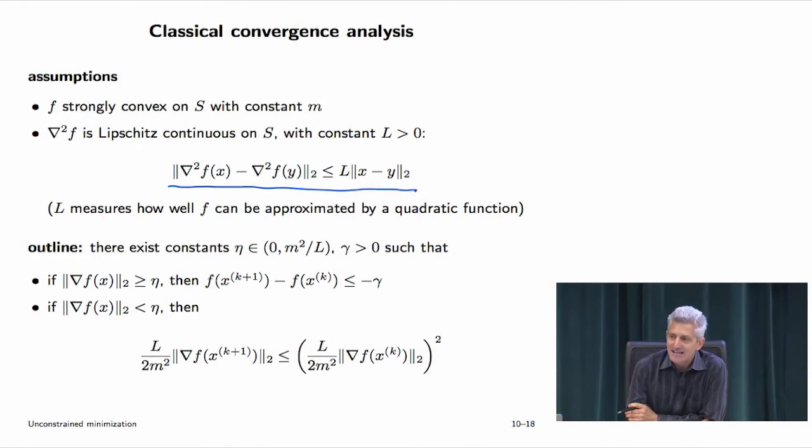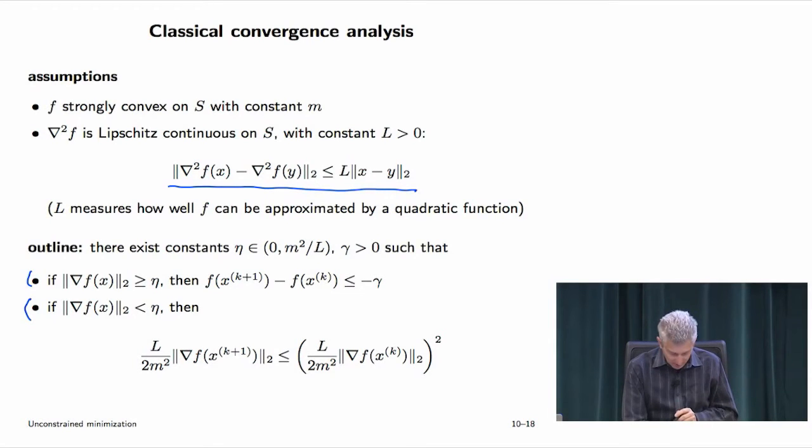Some people call that the damped phase of Newton's method. Then there's this. Once the gradient gets smaller than a number, which it must, because you can't execute this first step too many times. In fact, if it goes down by gamma each step, then you can't execute that more than f of x0 minus f star divided by gamma steps. So after a finite number of steps, the gradient norm will be less than eta.